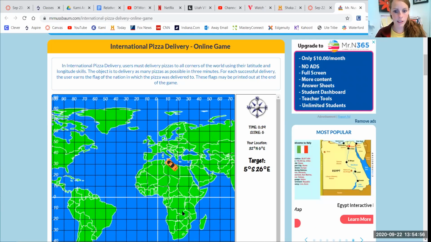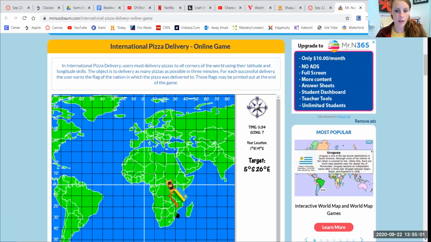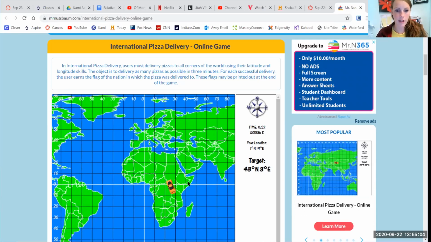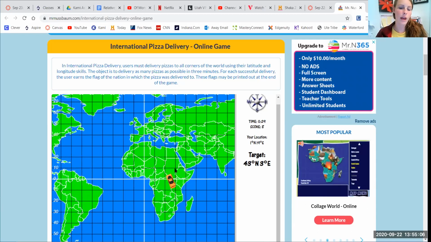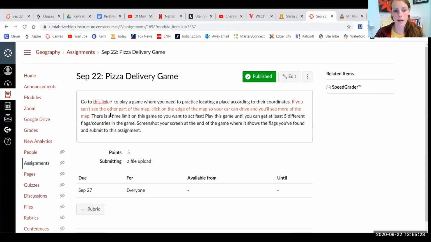5 south, 26 degrees east. It's about right here. Got 30 seconds left. So anyways, when it's done, it's going to show you all your flags that you have, and you need to have at least 5 flags. Screenshot it and email that to me, or attach that to the assignment. So that's it. You just submit it. You just upload your screenshot of that. So that is the next thing that you guys are going to do.